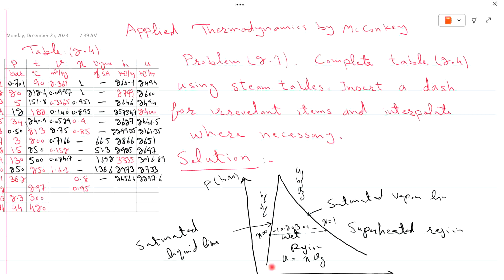Degree of superheat is not defined here because this is in the saturated region. Specific volume is 0.04156 meter cube per kg. Temperature is 247.6 degrees centigrade.